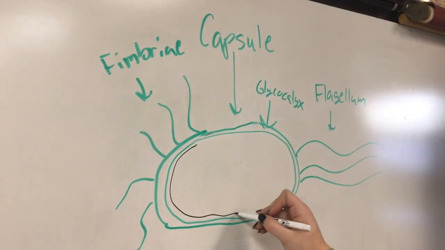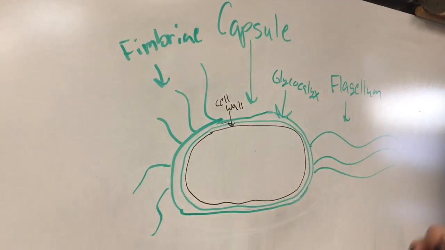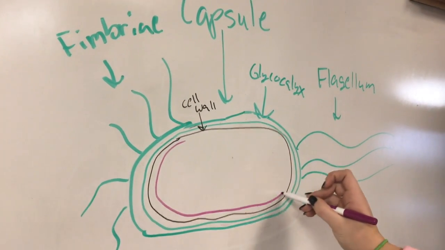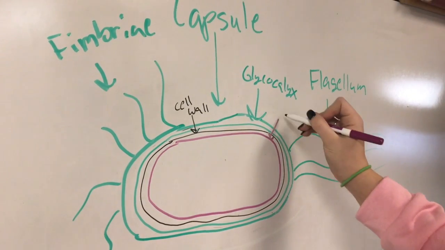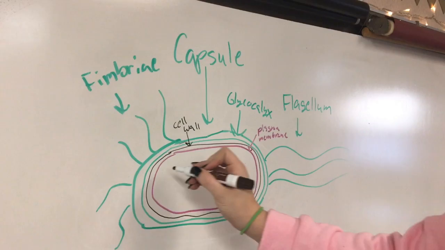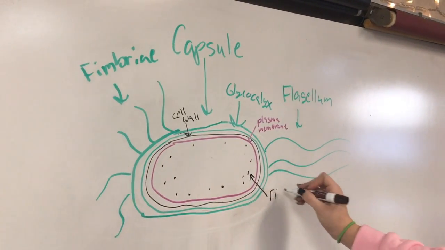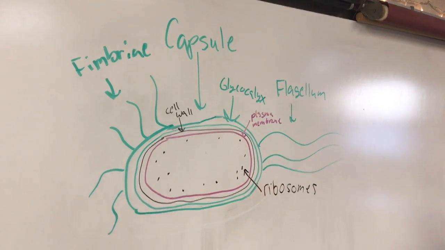The cell wall is a rigid structure outside the plasma membrane that gives the cell structural support. The plasma membrane protects the cell from its surroundings. It regulates the substances that come in and out of the cell. The ribosomes is where RNA is transformed into proteins. This process is called protein synthesis and is very important to cells.